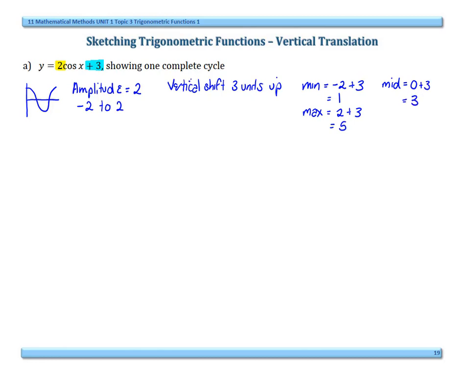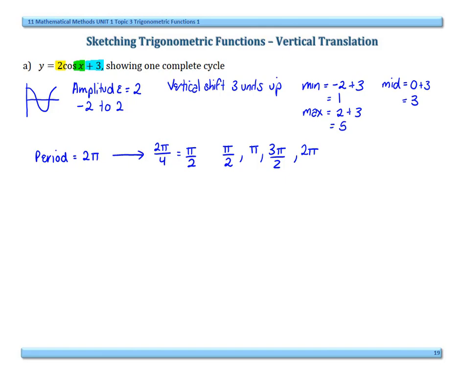Okay, so there's one thing left to do, and that's looking at the period. There is nothing in front of the x, so the period is the standard 2 pi. So our graduations on our x-axis, or our scale on the x-axis, 2 pi divided by 4 is pi on 2, so it's our standard pi on 2, pi, 3 pi on 2, and 2 pi. So just going around that unit circle.